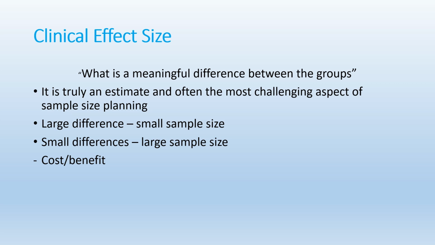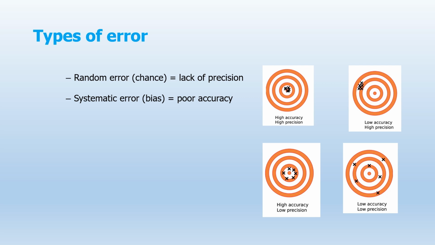Clinical effect size. What is a meaningful difference between the groups? It is truly an estimate and often the most challenging aspect of sample size planning. Large difference, small sample size; small difference, large sample size; cost or benefits. Types of error: random error, lack of precision; systematic error, bias, poor accuracy.